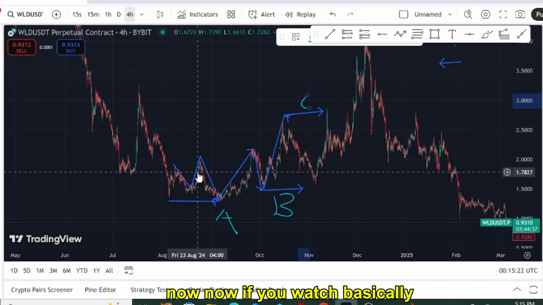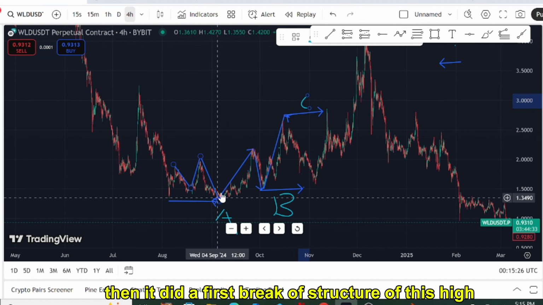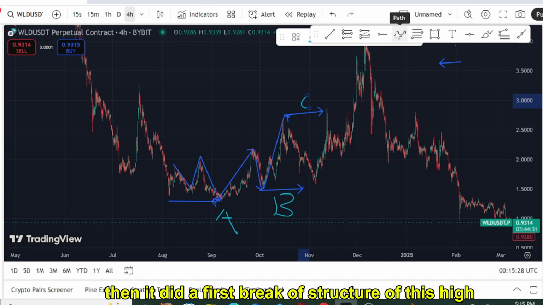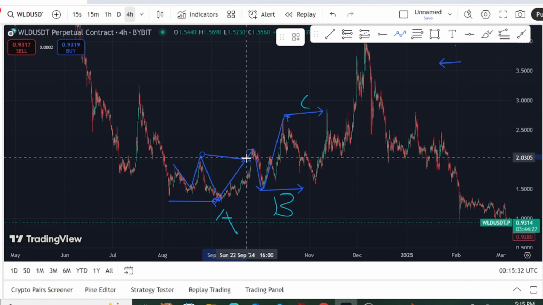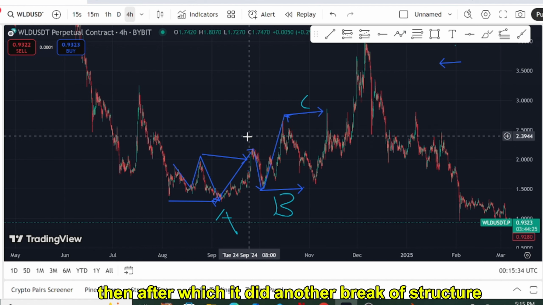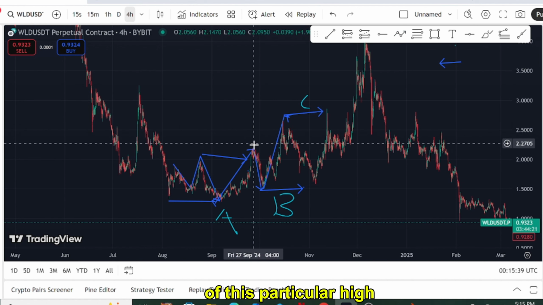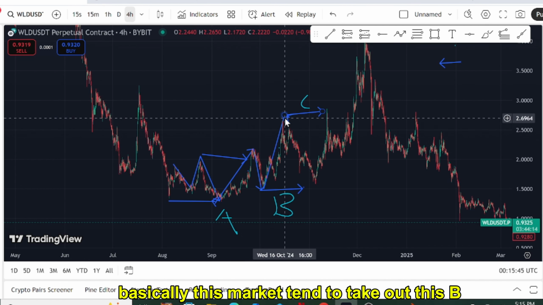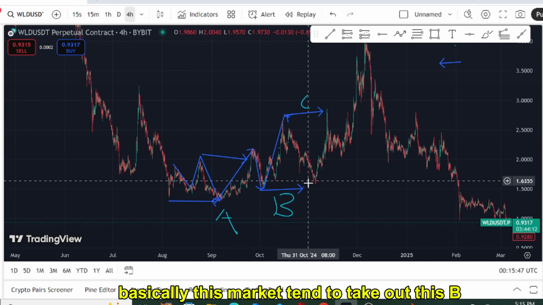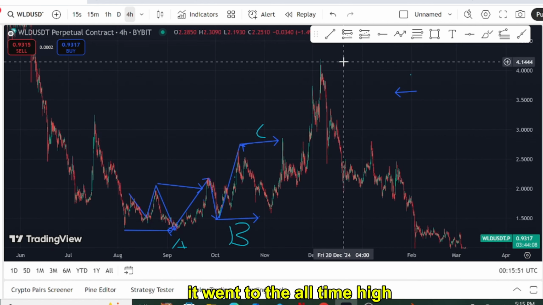Now if you watch, basically, after the market made a sweep, then it did a first break of structure of this high, right? Then after which it did another break of structure of this particular high. Now we're going to say that for each time, if you watch, this market tends to take out this B, and what happened, boom, it went to the all-time high.